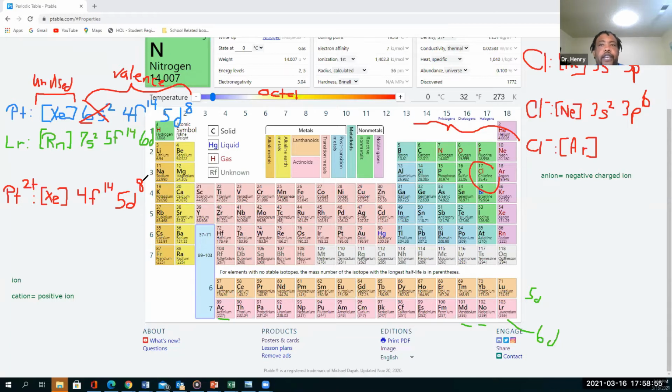Okay, so if we said we want platinum 4+, how many electrons are we removing? 4. We're removing 4. So in this case, again, we're going to take away from the 6s, and then we're going to start taking away from the 5d. So that would be the xenon core, 4f14, 5d6.